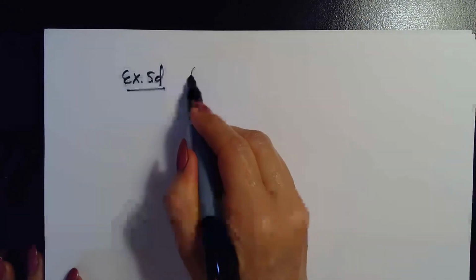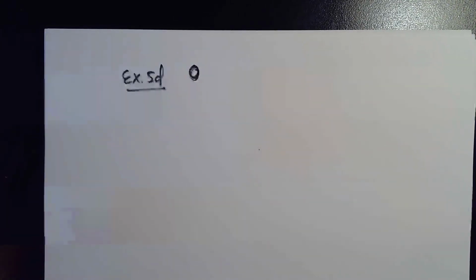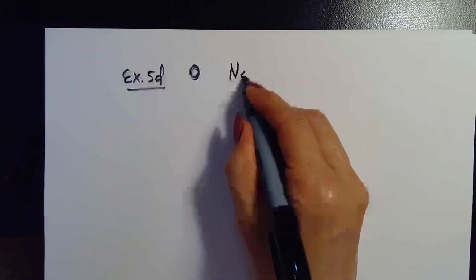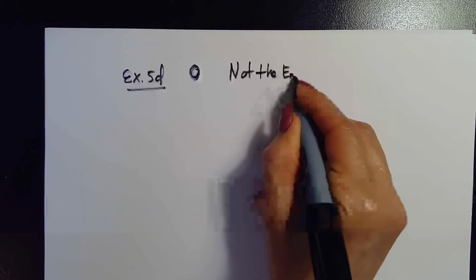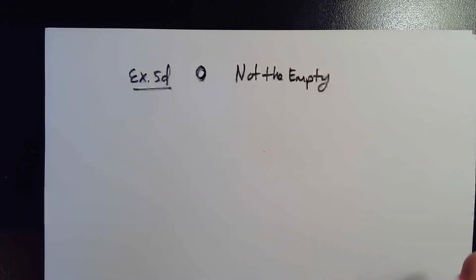Okay, so now what about 5D? 5D is just the number 0. That's just a number. It cannot be a set, so it cannot be the empty set, because it's not even a set. So not the empty set, because that's just the number 0.